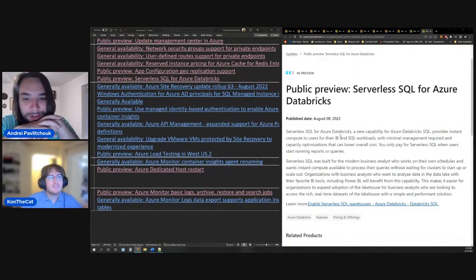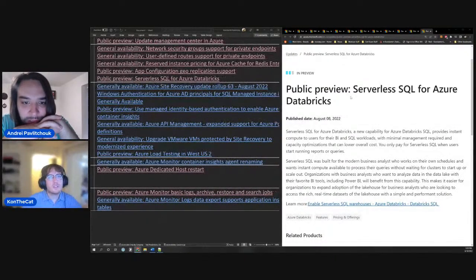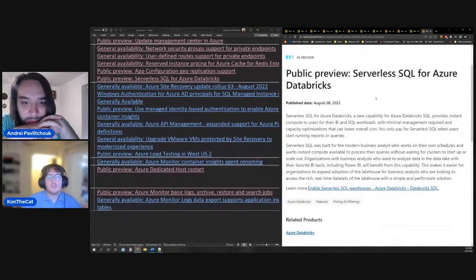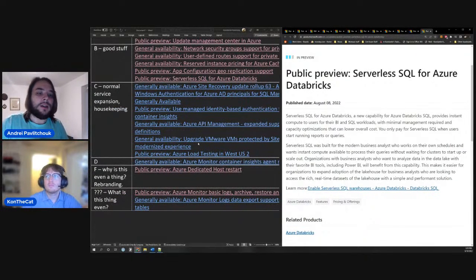Okay, so let's go into this. This is it. Serverless SQL for Azure Databricks. That's pretty good. I quite like that feature. Databricks is quite a popular tool to be used, and I'm glad that they're actually adding more and more functionality into Databricks.